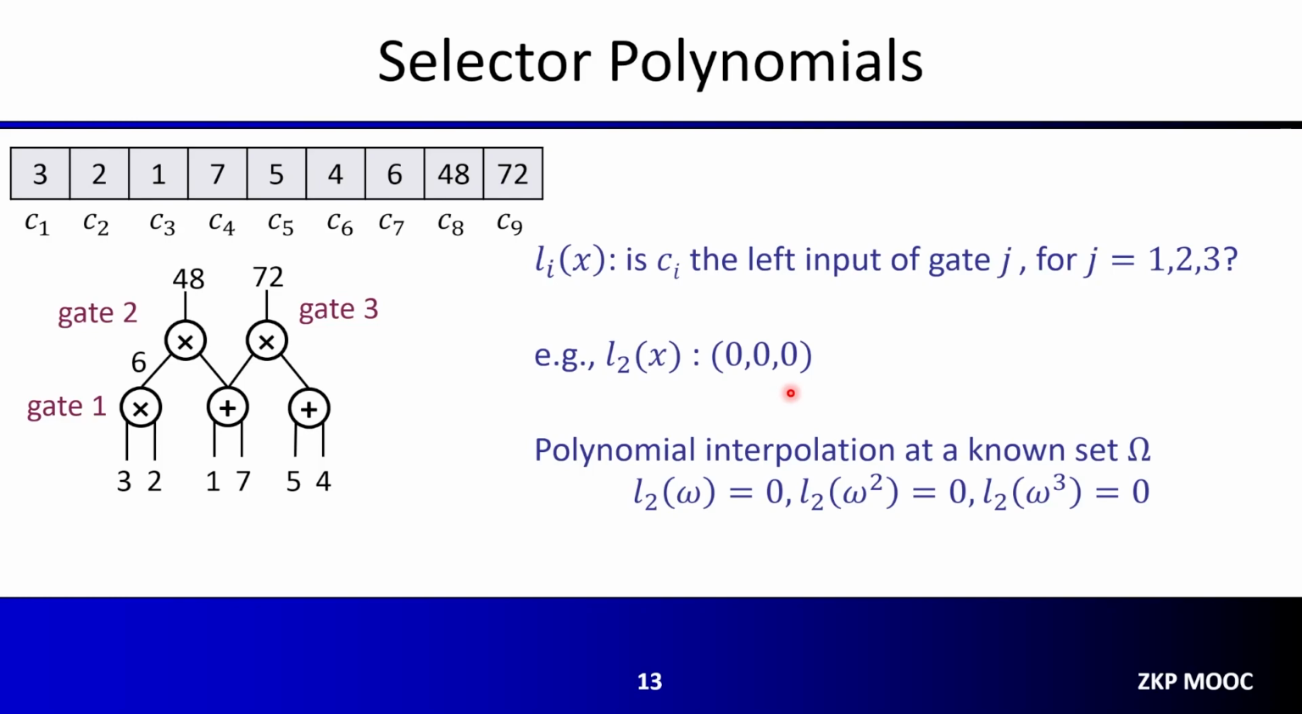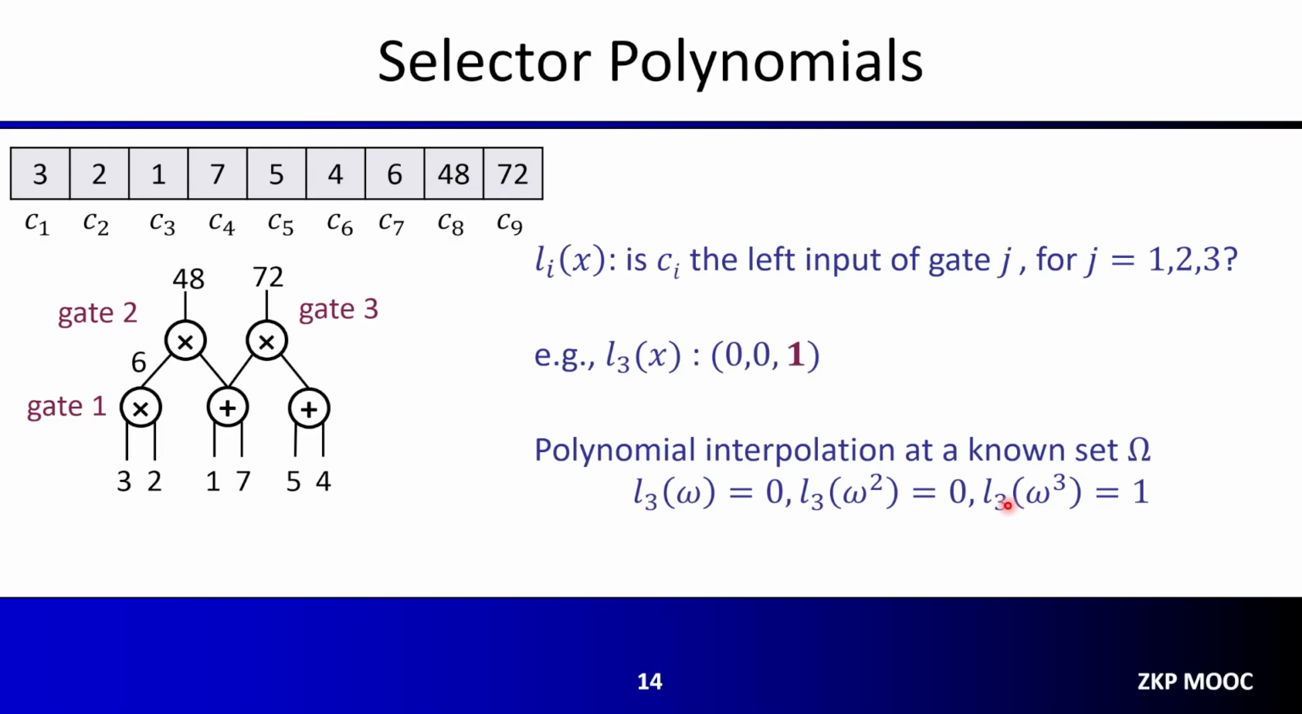Then similarly, let's take a look at L2x. Is C2 the left input of each gate? This C2 is the wire here. It is not the left input of gate 1, it is the right input. So we put 0 here. And again, it's not the left input of gate 2, and it's not the left input of gate 3. So we have a vector of 0, 0, 0. We are going to interpolate this polynomial using the fact that the evaluations are all zeros at these 3 points. Note that this L2x is not a zero polynomial. You can interpolate the polynomial with these 3 values as the roots. It is a unique degree 3 monic polynomial.